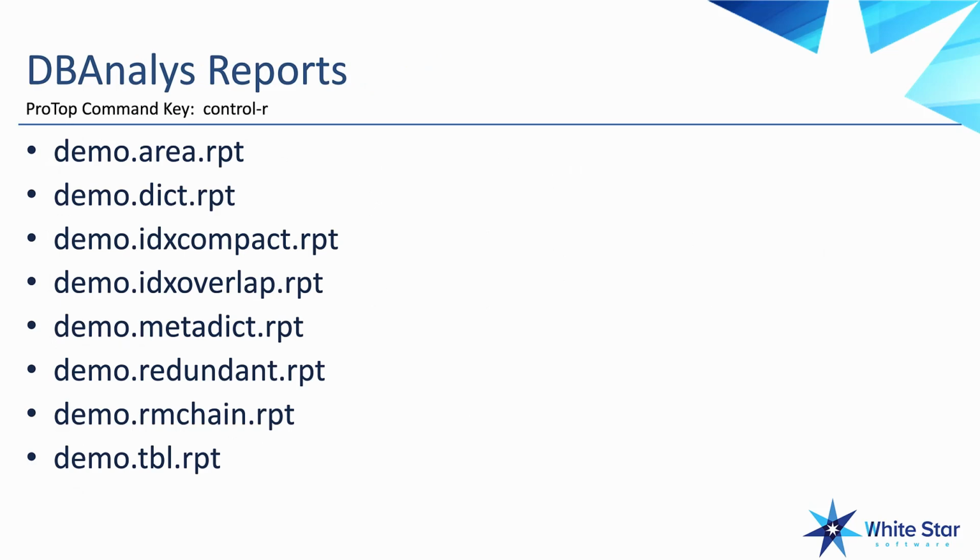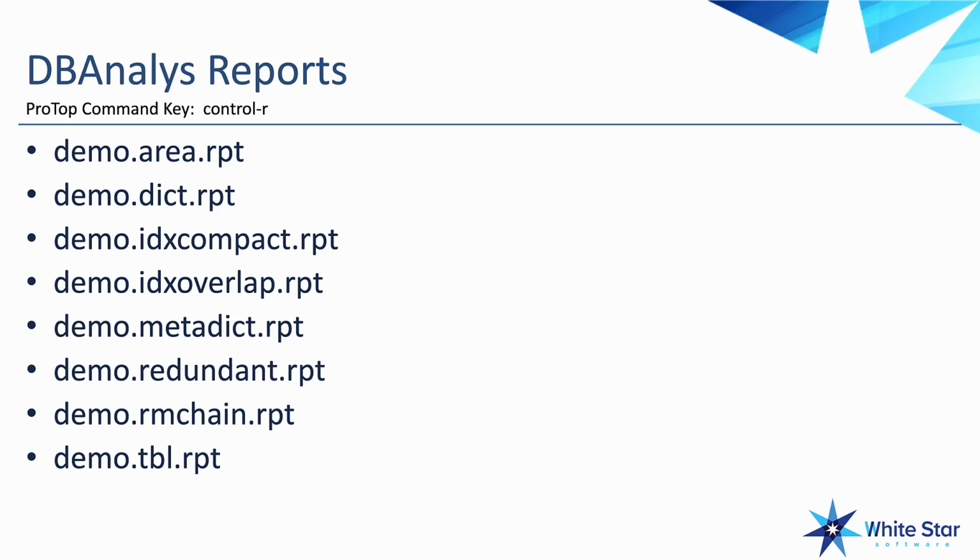Lastly, there's the DB analysis reports. So these reports take the information from the DB analysis that you have run previously. They parse that DB analysis, and then they combine that information with data out of the schema area in the database, and produce some reports on things that are a little bit easier to read than the DB analysis.